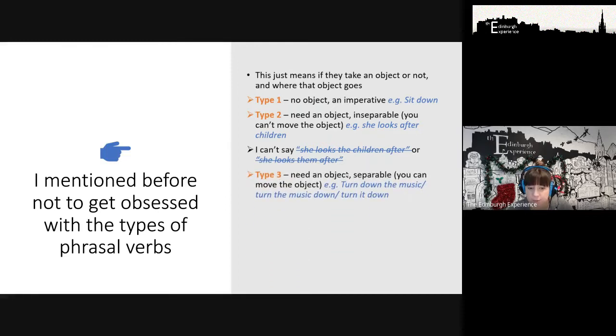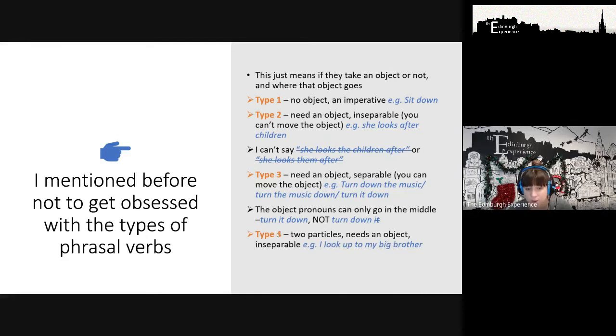We have a type 3 where you also need an object, but in these ones you can move the object around. So I could say "turn down the music," or "turn the music down," or "turn it down." Right? These are all correct. In these type 3 verbs, if I'm using an object pronoun, I can only use it in the middle. I can't say "turn down it." It has to be "turn it down."